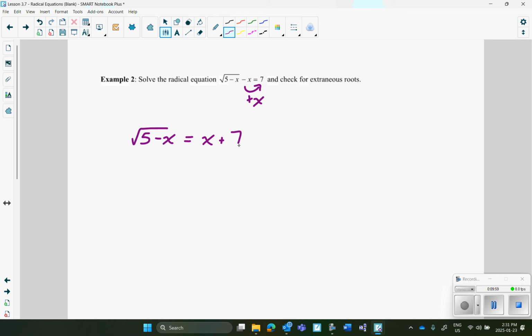Now, will one of you be able to catch this? That's the next step. Square both sides. So we're left with 5 minus x. What happens on the right? X squared plus 49? That would have been 14x.